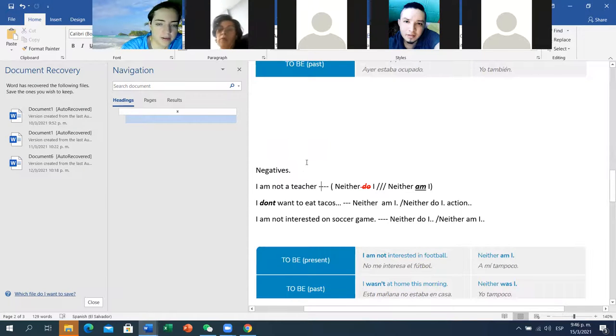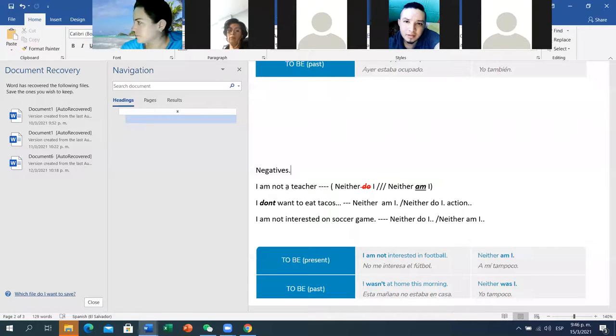Negatives. Now, it says here. ¿Cómo iría en negativo? Negatives. I'm not a teacher. Punto. Neither do I or neither am I. Neither am I. Porque neither am I. A description. Excellent. ¿Y qué más? Neither. It's negative. ¿Qué más? You told me that was description. A verb to be. Excellent. Description and verb to be.